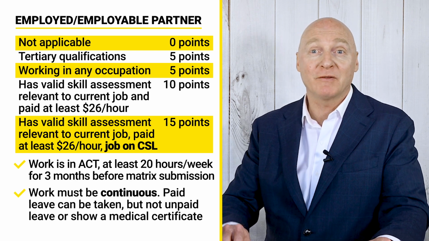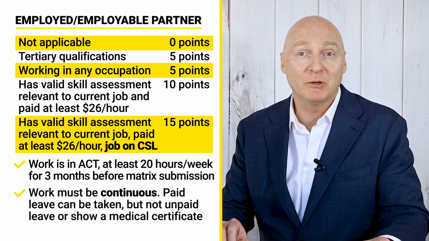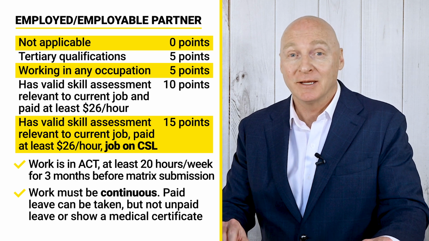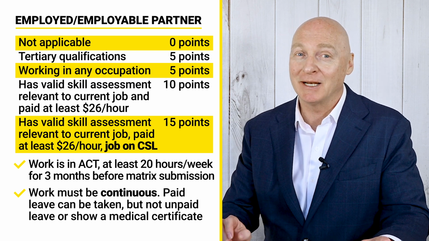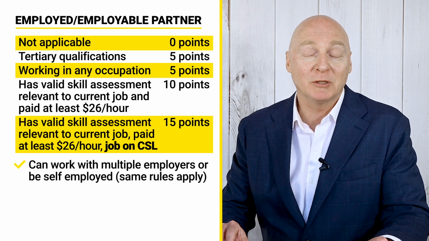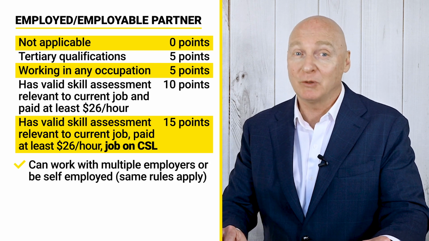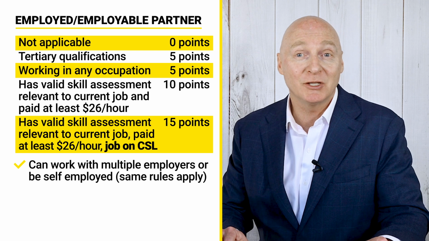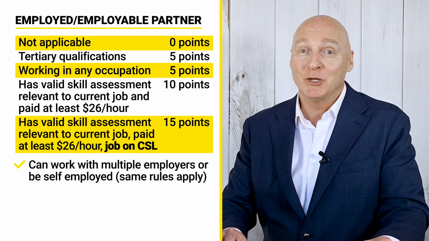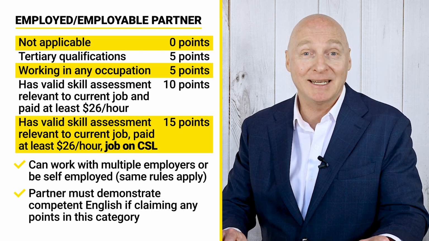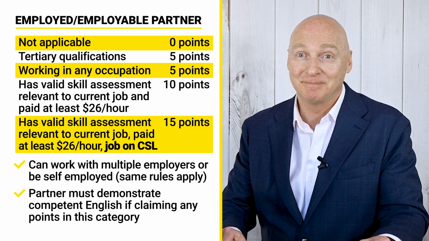The 3 months of work follow the same rules as the skilled employment, being at least 20 hours a week, continuous employment, and no unpaid leave. You can work with multiple employers or be self-employed. In addition to the work or qualification requirement, your partner must also have at least competent English.